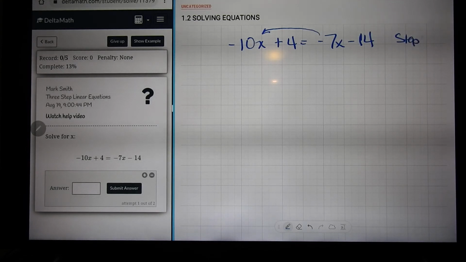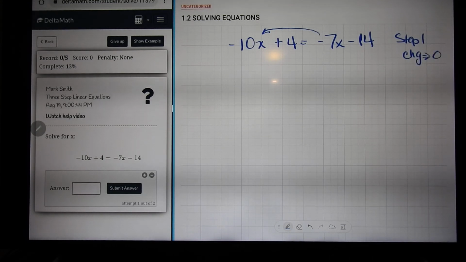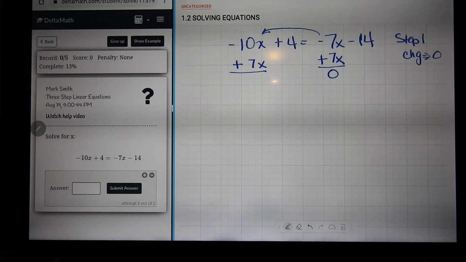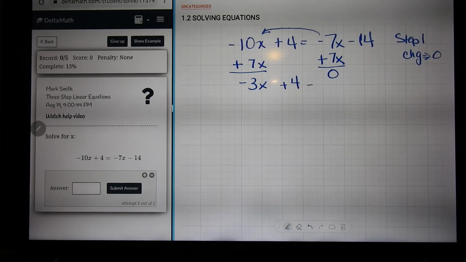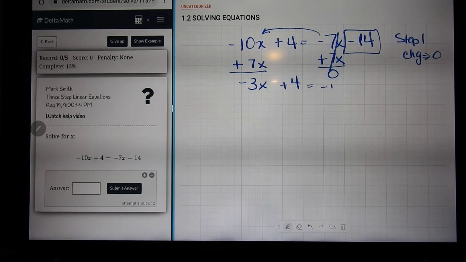I use step 1. Step 1, change something to a 0. How do I do that? I have a negative 7x, so I'm going to add 7x, and that is going to change it to a 0. Not repeating the mistake I made on the last problem, I have to do this on both sides, all right? So negative 10 and positive 7 give me a negative 3x plus 4 equals our piece that's left over here, which is negative 14.